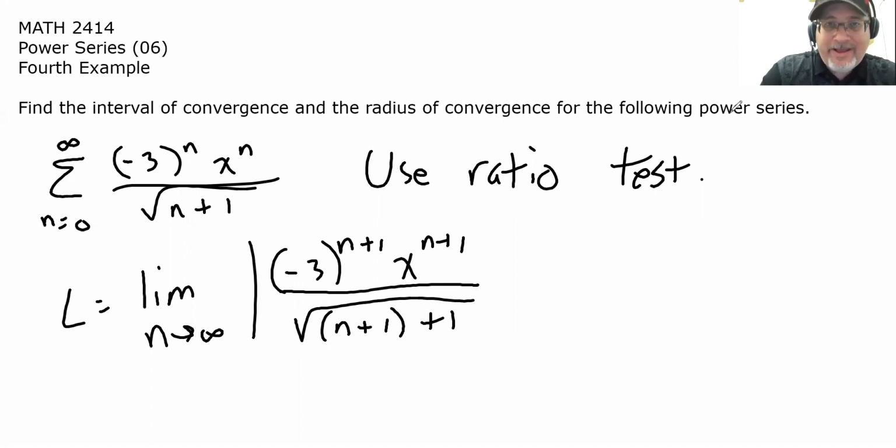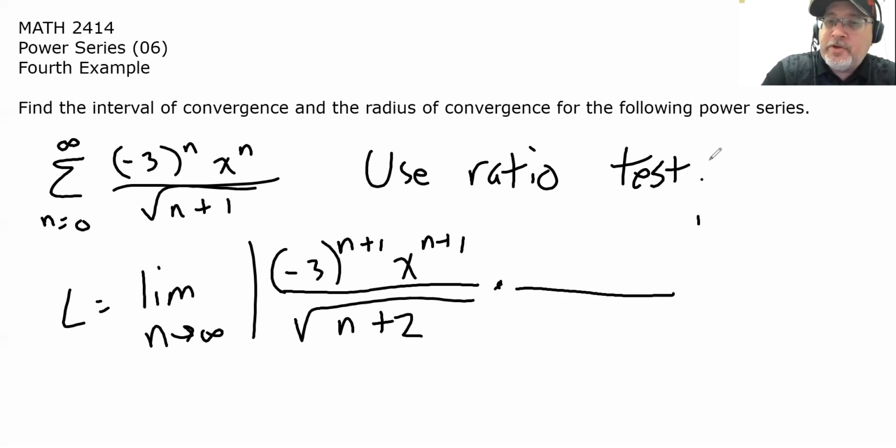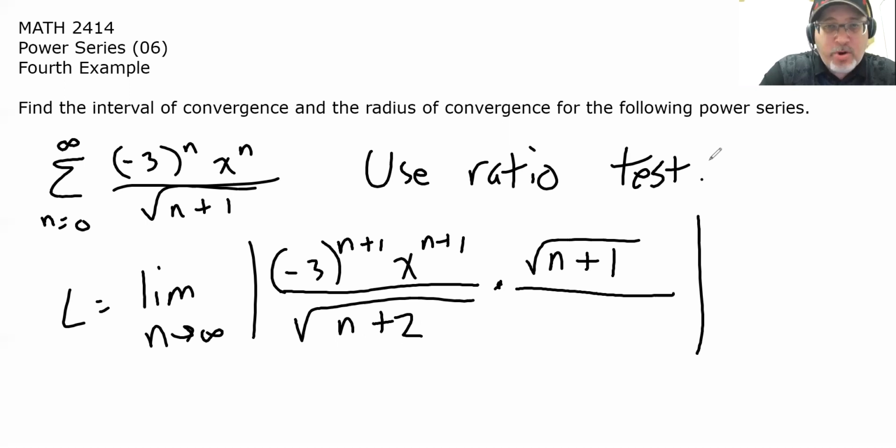Now, if you want to pay close attention, you can streamline some moves. For example, it's kind of a waste of time to write n plus 1 plus 1 when I could just write n plus 2. But don't streamline if you're not sure. Make 100% sure you're okay with skipping minor steps. And then we divide that by the current term, which is the same as multiplying it times its reciprocal. So we will reciprocate and put the square root of n plus 1 over -3 to the n, x to the n.